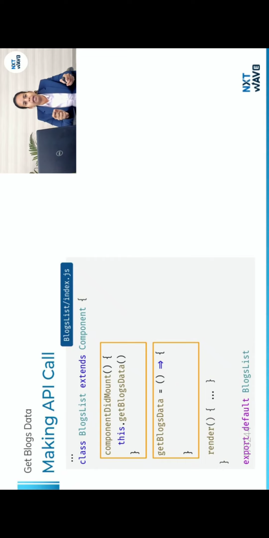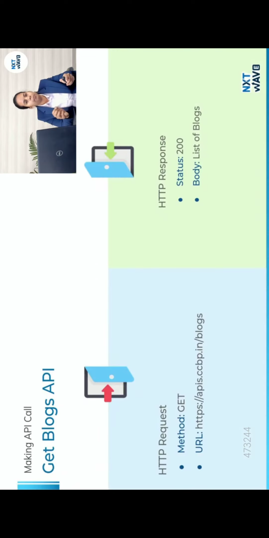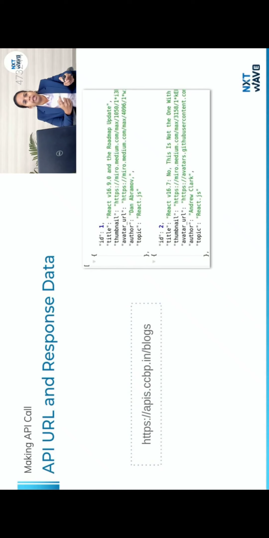The API that we want to call is the getBlogs API. Since we are fetching the data, the method is GET, and the URL is apis.ccbp.in/blogs. The response would be the list of blogs. You can try to access this URL in the browser, and then you'll be able to see an output in this manner.